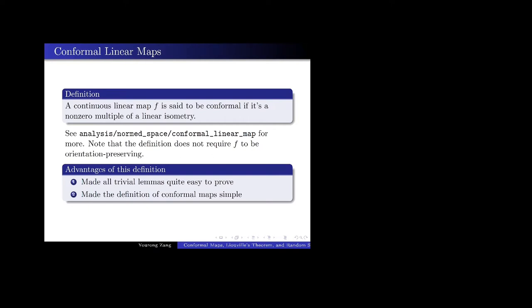We have two main advantages of this definition. First, it makes all trivial lemmas quite easy to prove, so that we have some very nice APIs about linear isometries, and we can use that to prove trivial lemmas about these conformal linear maps. And two, we made the definition of conformal maps simple, and the statement would be super short and concise.